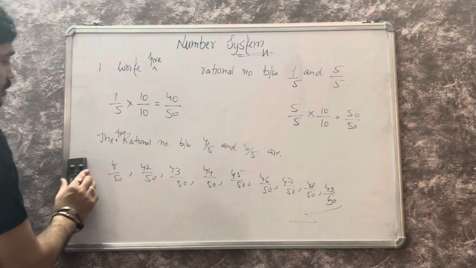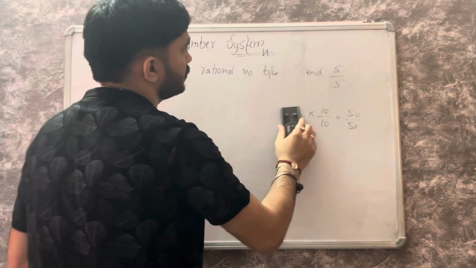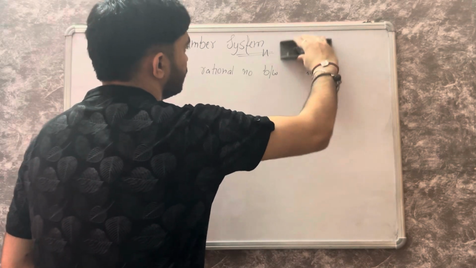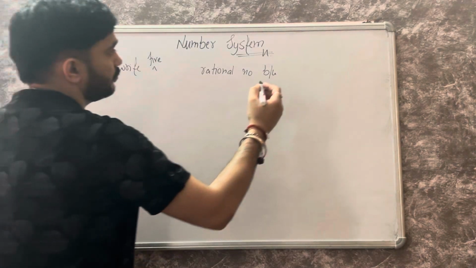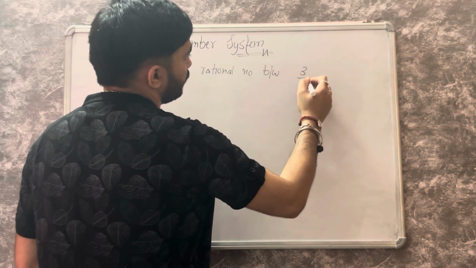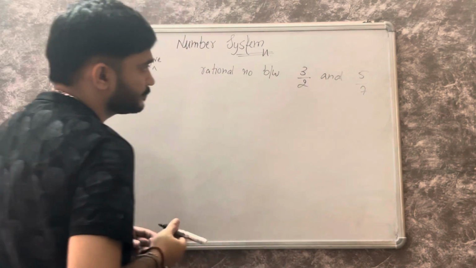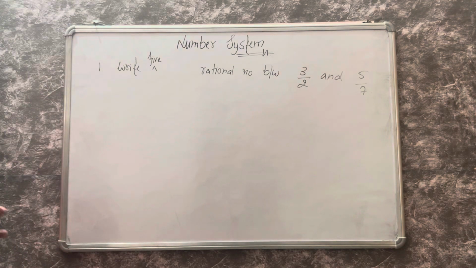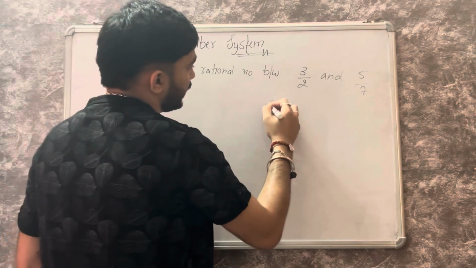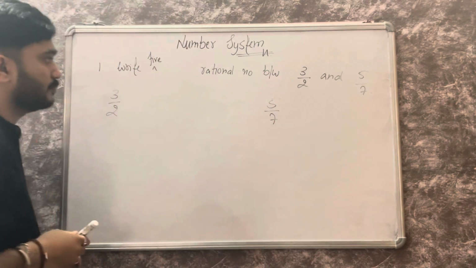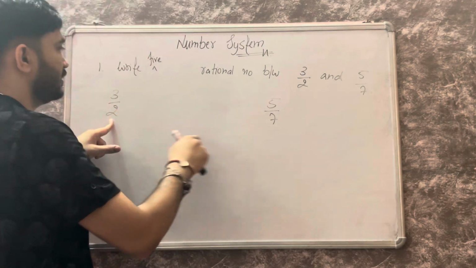What if the question given to us is like, write the 5 rational numbers between 3 by 2 and 5 by 7. How are we going to solve this? Firstly, write the first number in the rational number form and write the second number in the rational number form. Since the denominator of both the numbers is not same here, it is the second type of question.